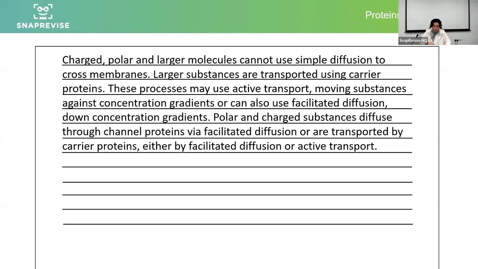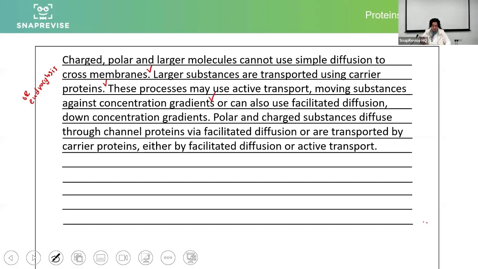Charged, polar, and larger molecules cannot use simple diffusion to cross the membranes. That is 1 mark. And when we say larger here, we don't mean proteins. Proteins move in an entirely different way, endocytosis. Larger substances are transported using carrier proteins. That's another mark. You could also have said endocytosis here if you wanted; that would have been acceptable. These processes may use active transport, moving substances against their concentration gradients.